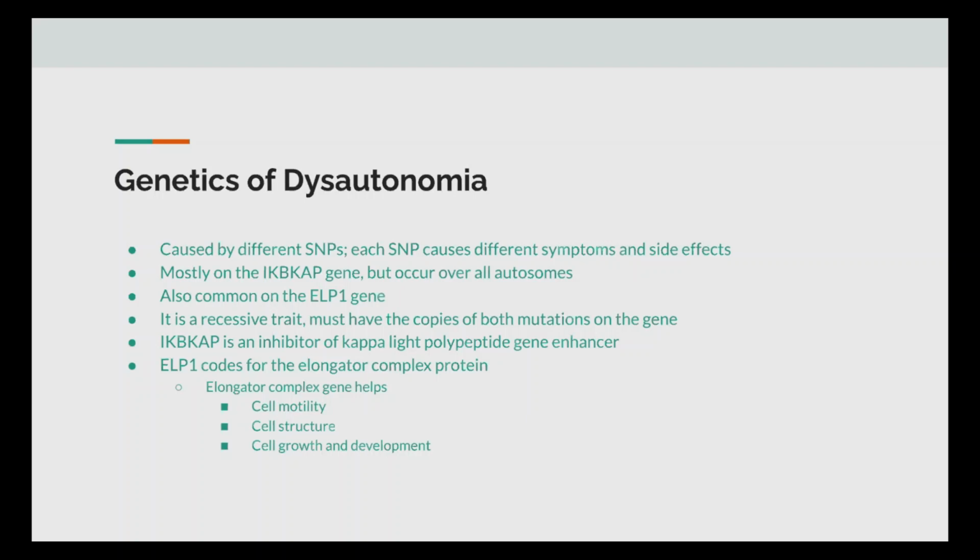IKBKAP is the inhibitor of kappa light polypeptide gene enhancer. It encodes the IKAP protein, which is ubiquitously expressed at varying levels in all tissue types, and that includes brain cells. The ELP1 gene codes for the elongator complex protein, and that helps in cell motility, structure, and cell growth and development.